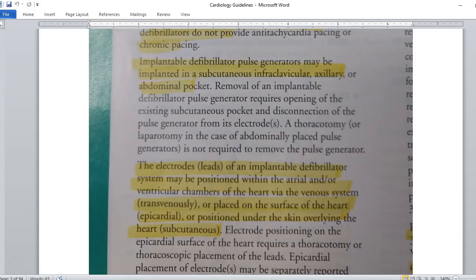Now, the electrodes or leads of an implantable defibrillator system may be positioned within the atrial and ventricular chambers of the heart via the venous system, transvenously, or placed on the surface of the heart, epicardial, or positioned under the skin, overlying the heart, the subcutaneous.